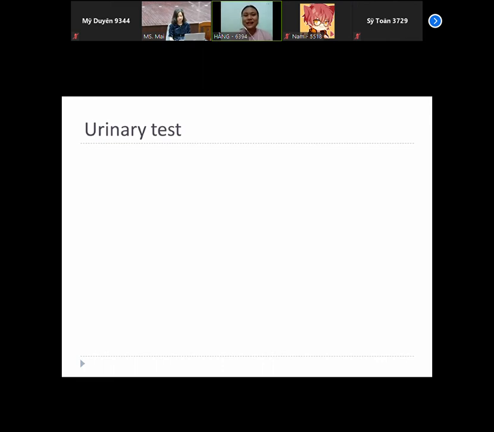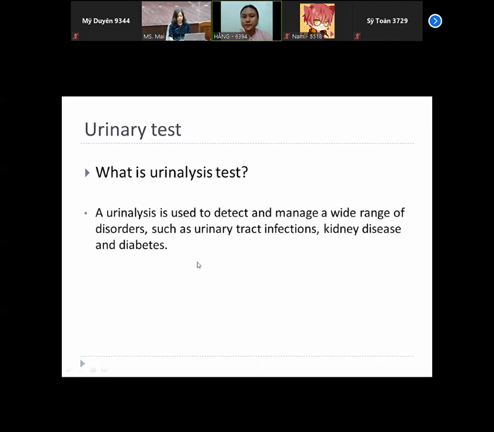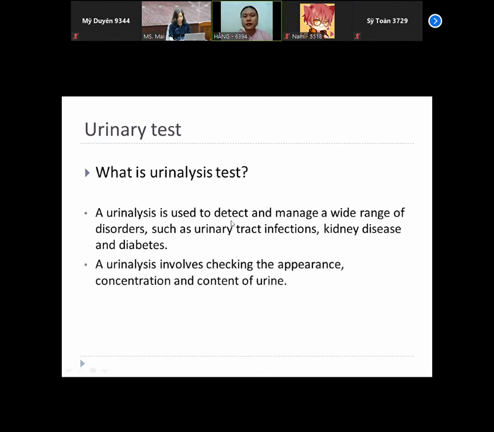A urinalysis test is a test of your urine that's used to detect and manage a wide range of disorders, such as urinary tract infection, kidney disease, and diabetes. You all know diabetes, right? A urinalysis involves checking the appearance, concentration, and content of urine. Abnormal urinalysis results may point to disease or illness.